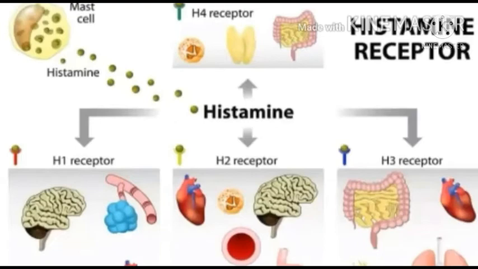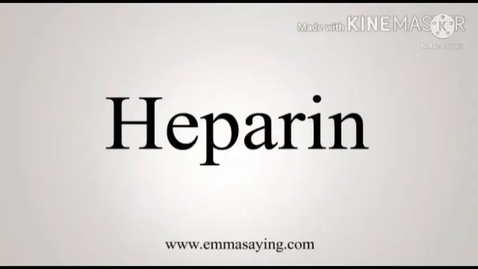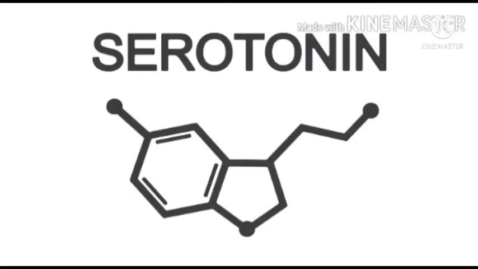The second substance which is secreted by mast cells is heparin. Heparin is an anticoagulant, which is present in our blood. It helps prevent clotting of blood. And the third substance is serotonin. Serotonin is stored in mast cells. Serotonin has various functions, like it can be a neurotransmitter also. So these are the 3 substances which are secreted by mast cells.